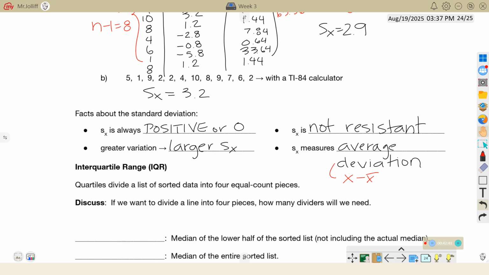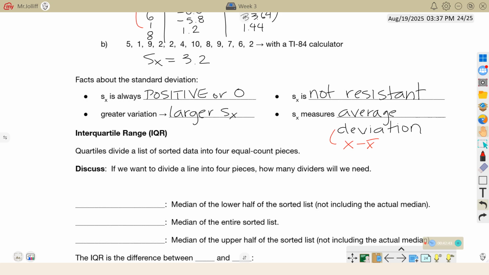All right, so quartiles. We have heard that prefix before, quarter, quart. What does it indicate? 4. Yeah, you need 4 quarters to make $1. So quartiles have something to do with 4. Specifically, quartiles take a list of data and cut it into 4 equal count chunks. 4 chunks, same number of data points in each. So 25% of my data, 25% of my data, 25% of my data, 25% of my data.